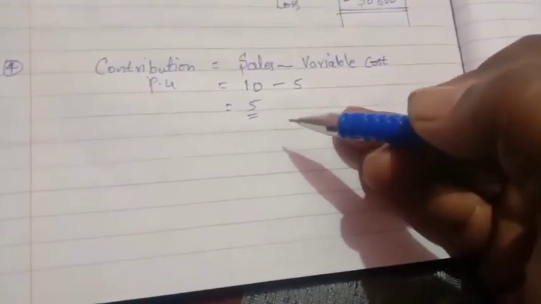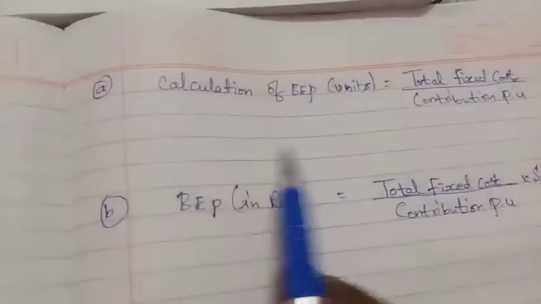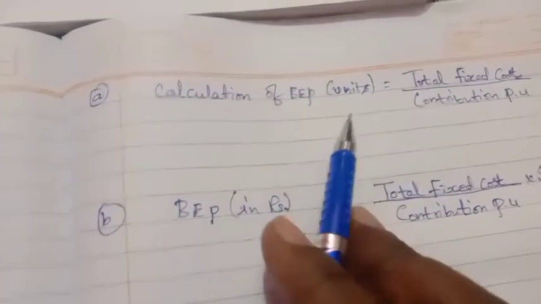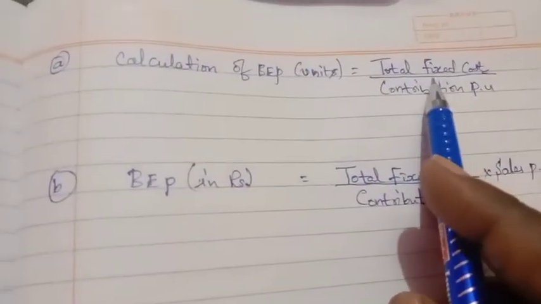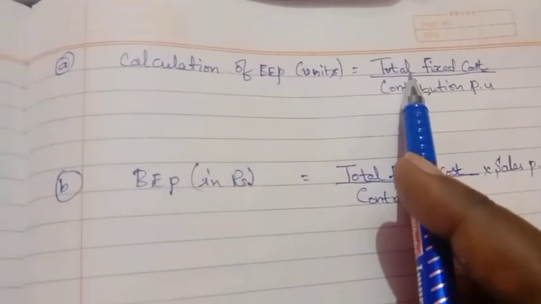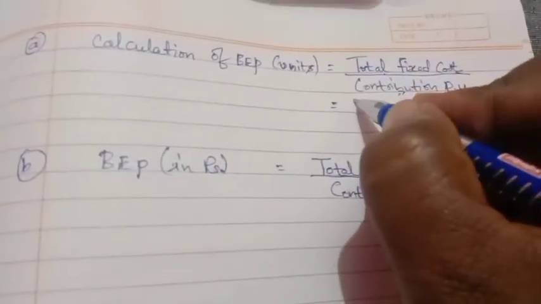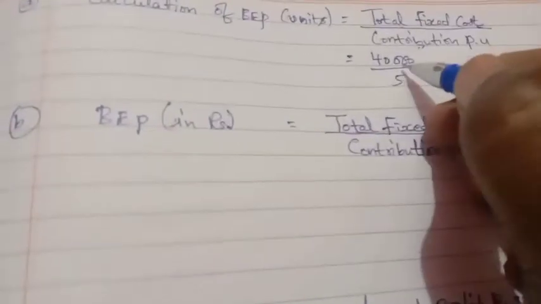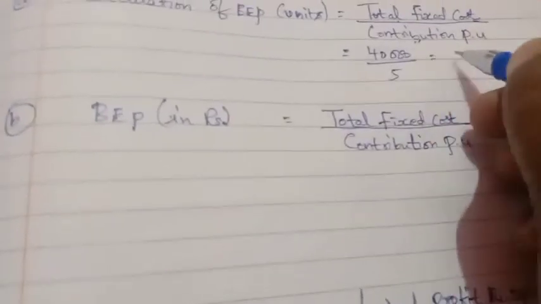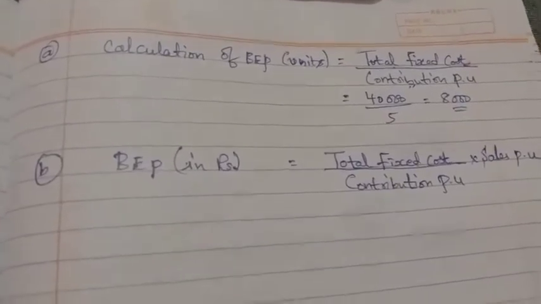Now we go to calculate the break-even points. First, the formula for break-even point in units. The formula is total fixed cost divided by contribution per unit. Total fixed cost is given in the problem. Contribution we just ascertained, that is 5 rupees. So transfer the amounts: 40,000 divided by 5, you will get 8,000 units.